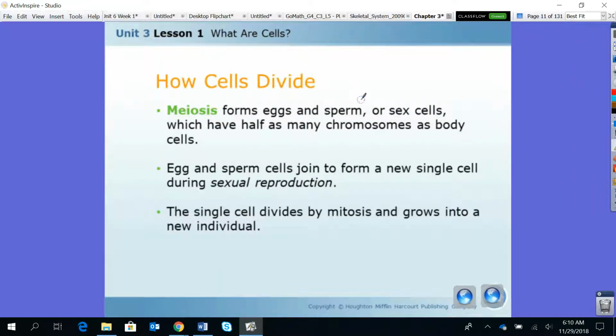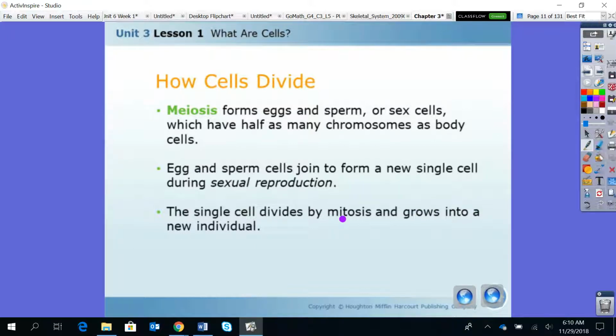Meiosis forms eggs and sperm, or sex cells, which have half as many chromosomes as the body cell does. So we have 46. And when we split, we get 23 from the egg and 23 from the sperm, and when they join together, we have 46. Eggs and sperm cells join to form a new single cell during sexual reproduction. A single cell divides by mitosis and grows into a new individual.